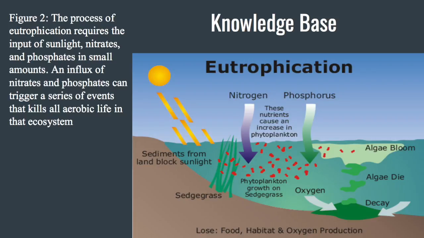The nitrates and phosphates then cause rapid growth in the algae. When the algae die, the aerobic microorganisms will break down and consume all the dissolved oxygen in the water in the process of breaking down the plants. After this, the only organisms that will be able to survive in that ecosystem will be anaerobic organisms, as there is no oxygen in the environment for the aerobic organisms to survive.